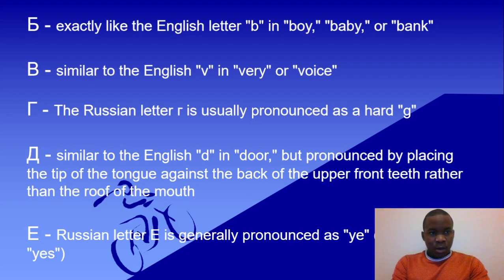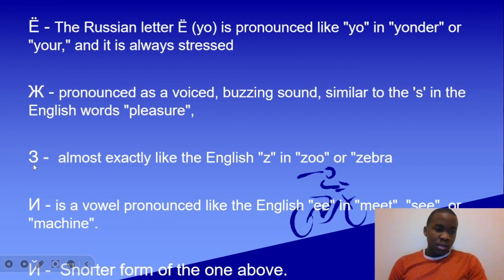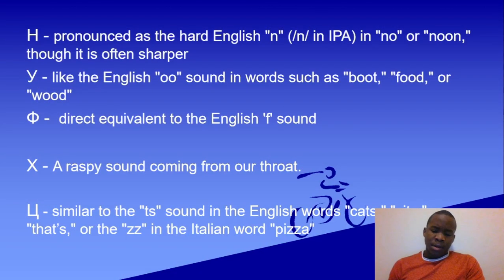Right. So yesterday we did our b, v, g, d, ye, yo, je, z, I, and ikrakia I. Ikrakia is just more of a Russian way of saying that letter, the shortened form of I. Then our next letter looks like a letter H in English, but it is actually pronounced N. I think we did do this one.